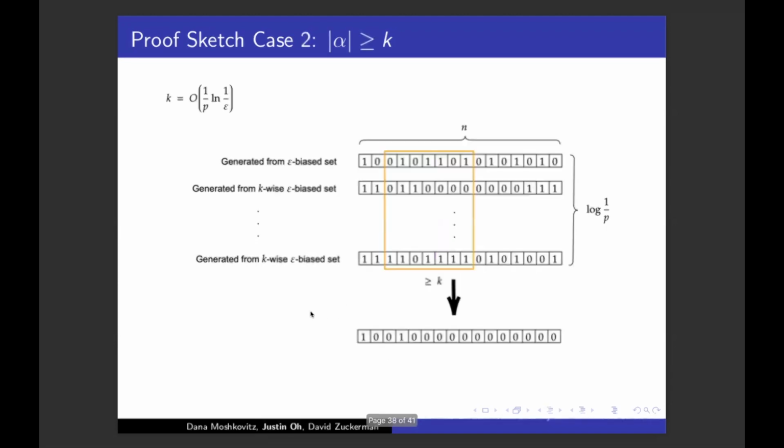Now, in the case where alpha is greater than or equal to k, we can also show that this works, because now we need to just show that the output of the parities is close to 1/2, or just what it would be in the uniform distribution. And this turns out to be true, because if you look at just the rows generated from the k-wise epsilon bias sets, or in other words, all the rows except the first row here, you can show that there's a very high probability that some row is going to have all ones in it.